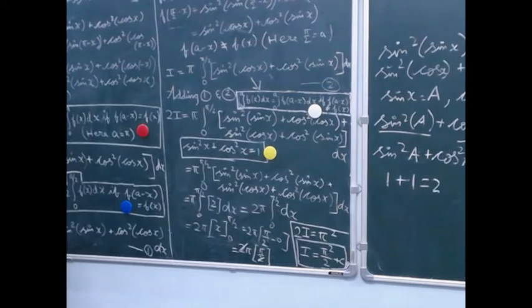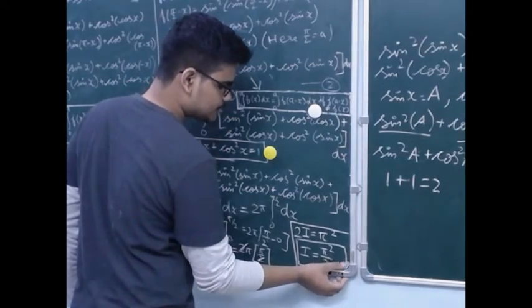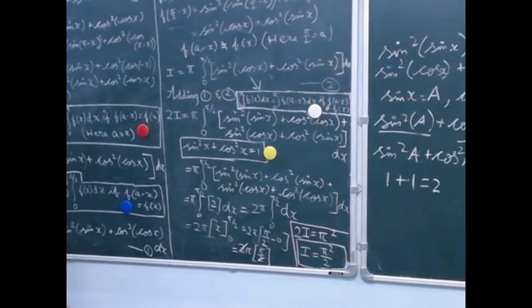We need not put an integral constant there because it is a definite integral, so no need for a constant. So we have evaluated it nicely: I is equal to half of pi square. Okay, good, very good. Thank you.